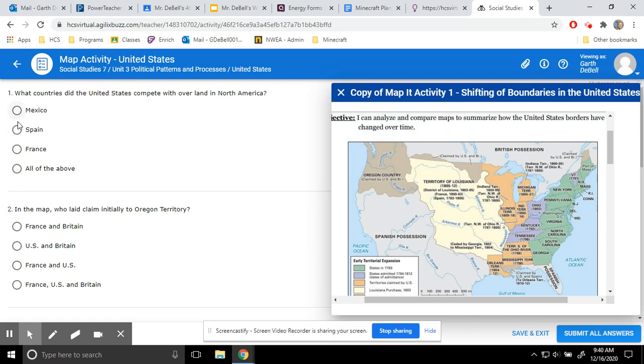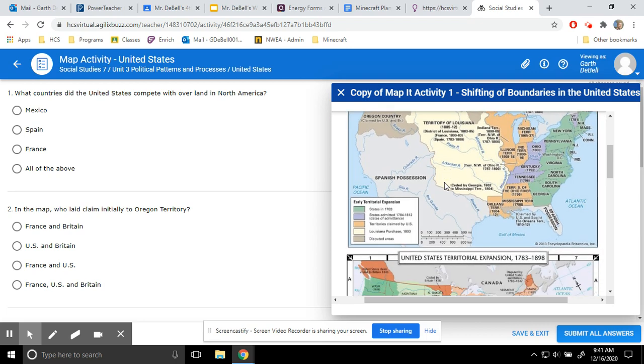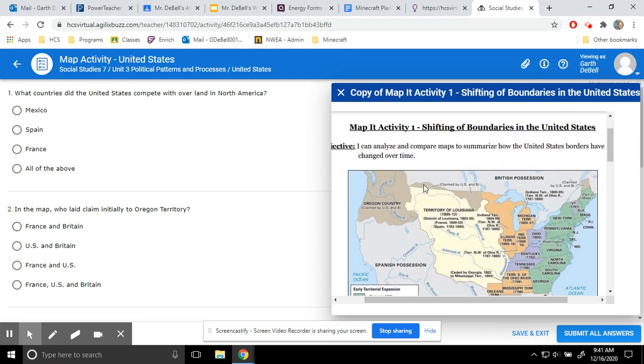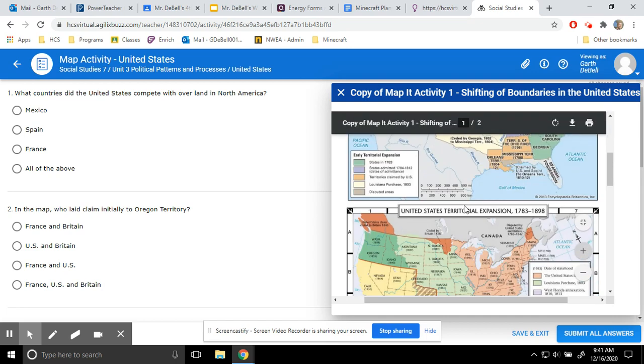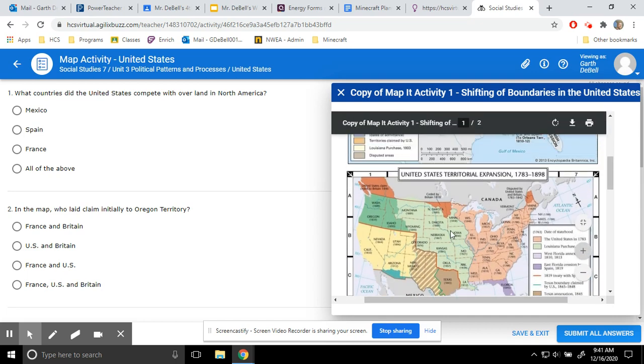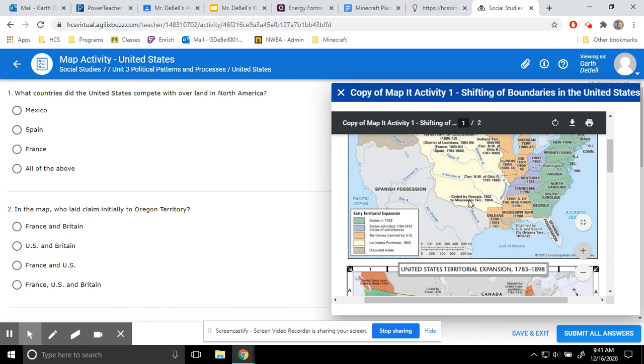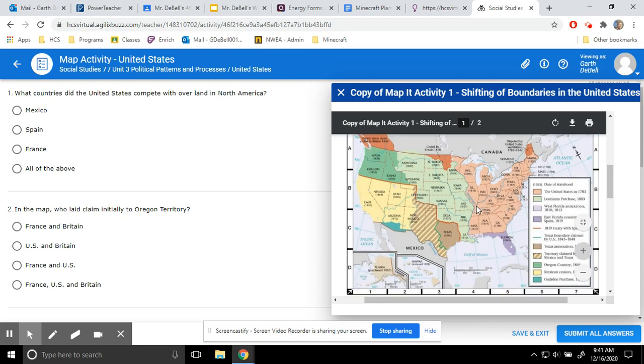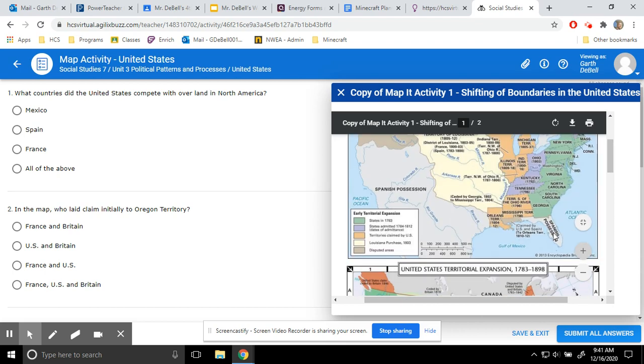So if you know that two options are true, then you have to check and see why didn't you find the third option? And in this case, it's because you're only looking at one map. So you have two maps. One is early territorial expansion, and then one is later territorial expansion. So this one came before this one, right? So we've already confirmed Spain and we've confirmed France here.